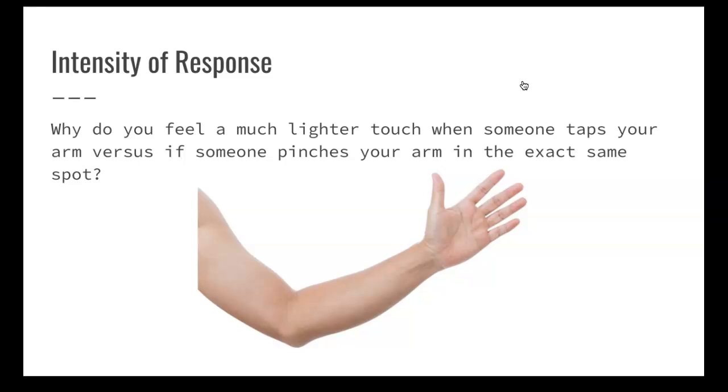So with that in mind, and this idea of the all or none and having to meet threshold, I have a question for you. How come when someone taps you versus if someone pinches you in the exact same spot on your arm, I can tell the difference? How come I feel that lighter touch if someone taps you versus a really intense pinch when someone pinches you with more force? Why does that happen? I want you to answer that question right now.